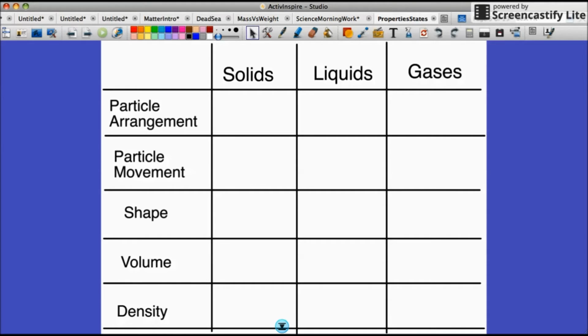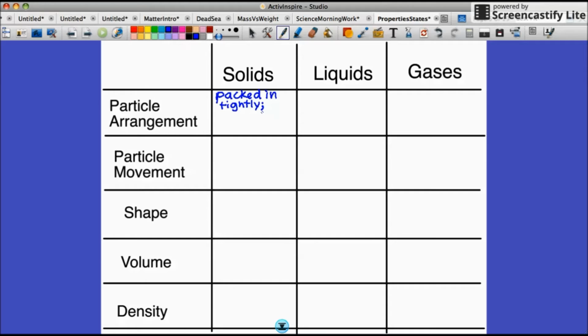On the solids, what did we say we noticed about how the particles were arranged in a solid? What was one thing we noticed? Okay, Haley. Yeah, so they were packed in tightly. So let's write that. And we'll mention this again down at the bottom of the chart, because we're going to talk about density. That's what we're talking about, how packed in they are.